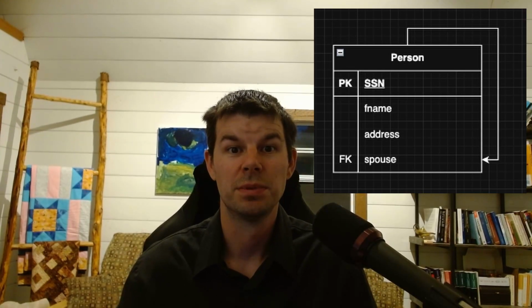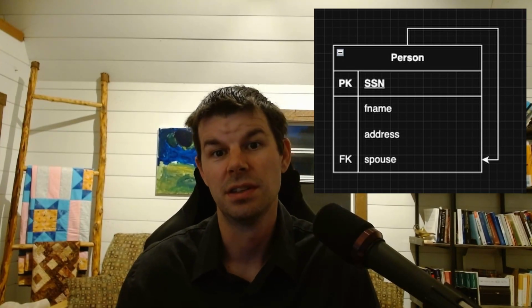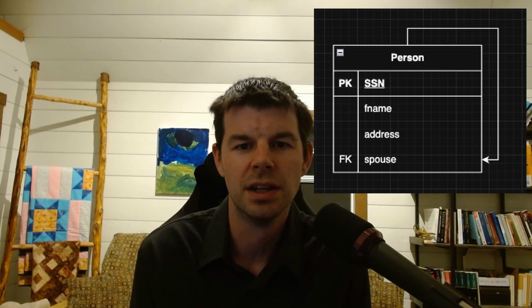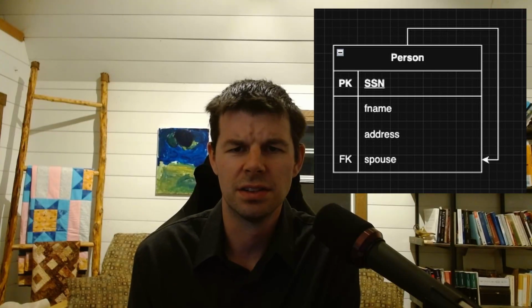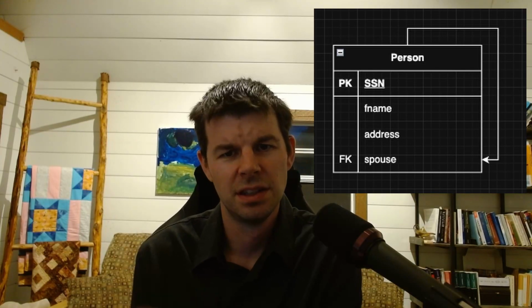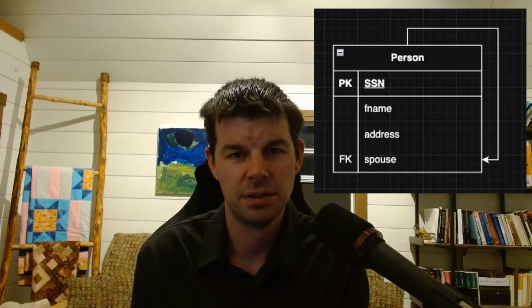And this is pretty easy to represent in our tables. We have these person tables. They'll have a primary key, a unique identifier for each person, like a social security number. And then we could just have a field, another column in our table that has spouse. And then we put in that spouse column the social security number of the spouse.